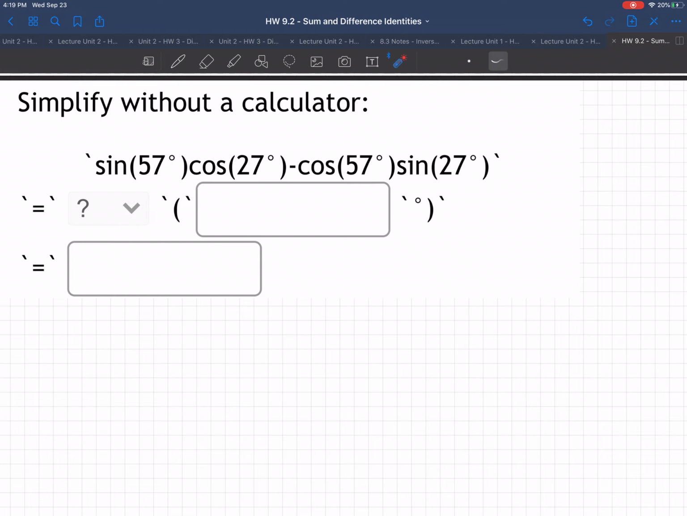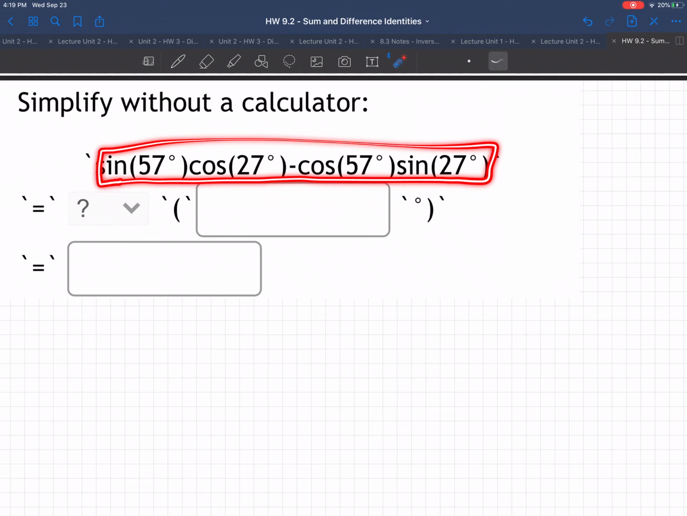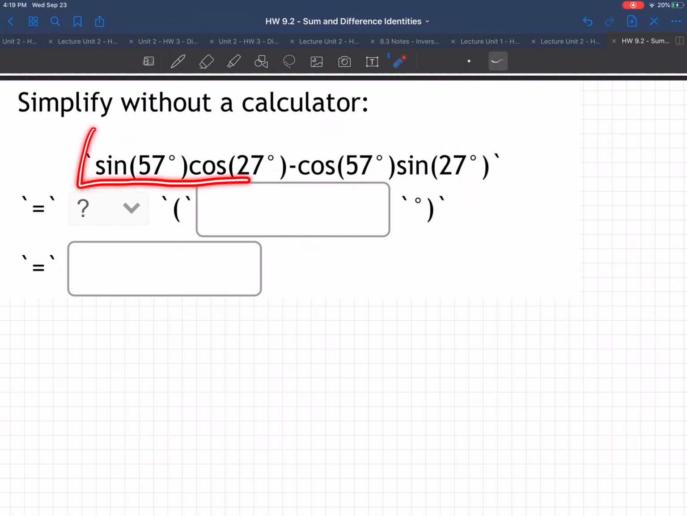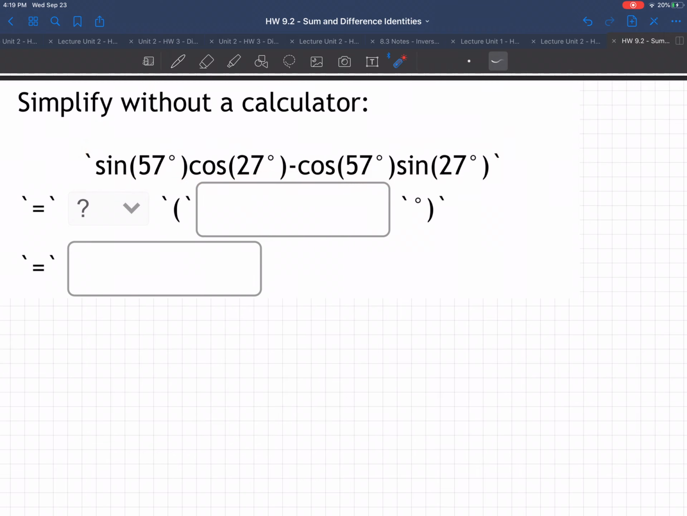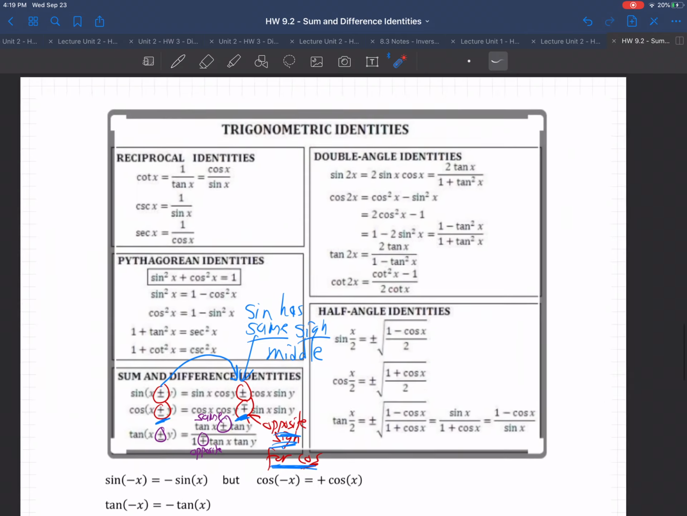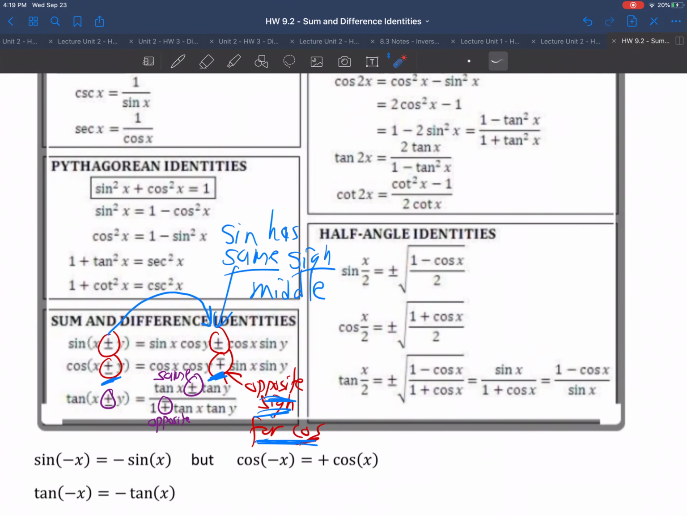First off, what you should do is try to see if you recognize this kind of format, this setup, on the formula sheet. See what we have here? Sine, cosine, cosine, sine. Do you see that anywhere? Let's go down to the formula sheet. Where do you see sine, cosine, cosine, sine? Right there.